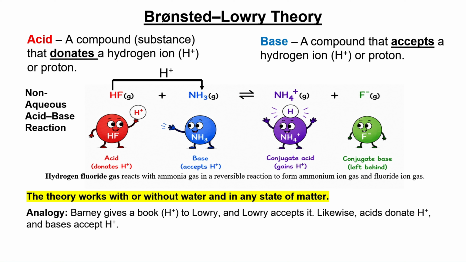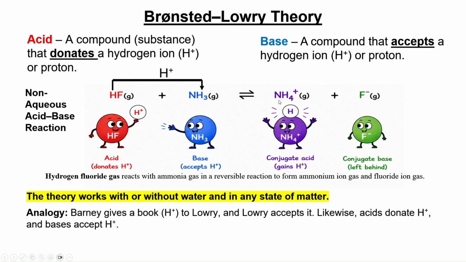To make this idea easier to understand, let us use a simple analogy. Think of Barney. Barney donates a book to Lowry, and Lowry accepts that book. Similarly, an acid is a compound or substance that donates a hydrogen ion or proton, while a base is a compound that accepts a hydrogen ion or proton.